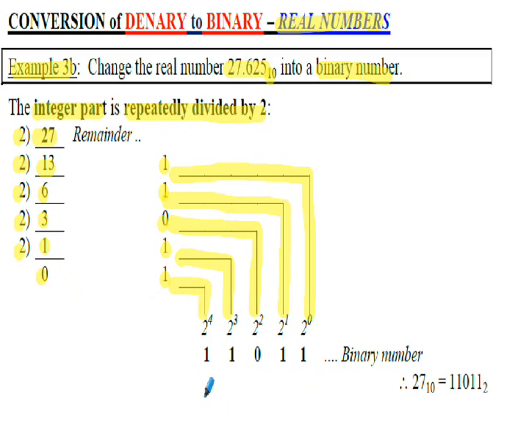So the answer reading from left to right is 11011 for the binary number, so we can say that 27 in base 10 equates to 11011 in base 2. That's the integer part dealt with.